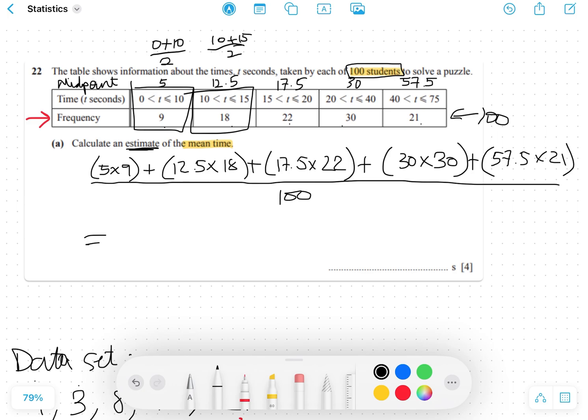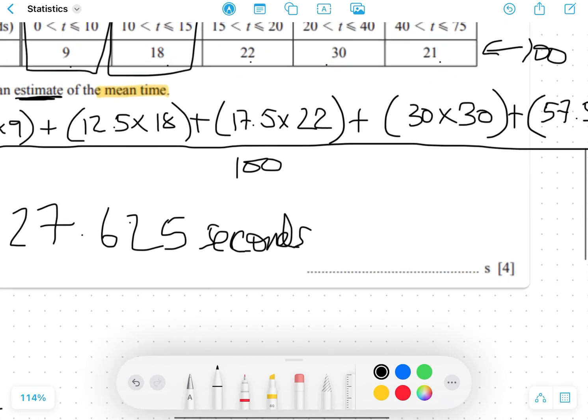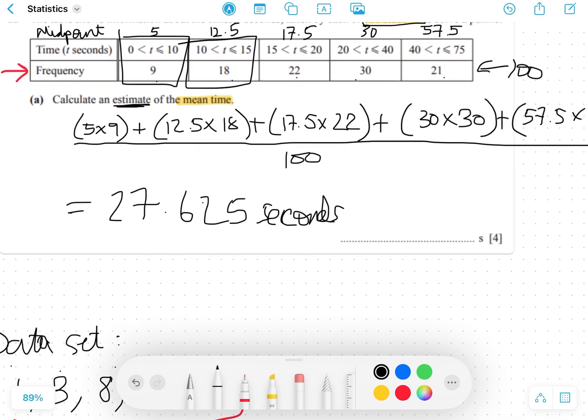Now if you put this into your calculator, you should be getting an answer of 27.625 seconds. And that is our answer. That is the mean time, 27.625.